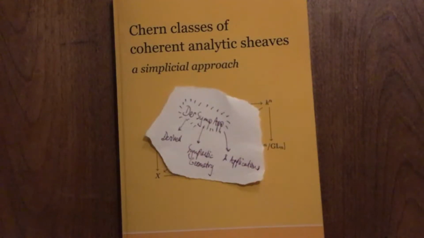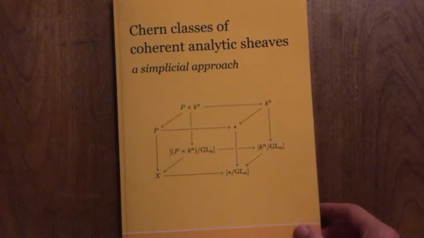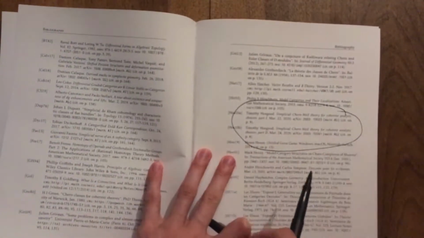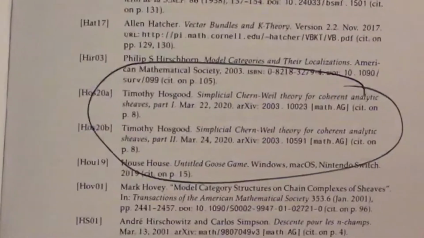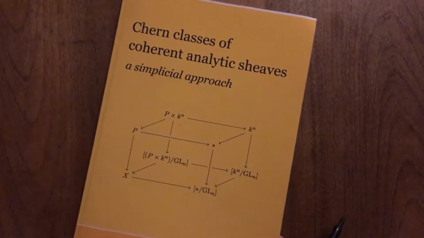This video, which is made for the Junior Mathematician Research Archive, aims to explain the work of my PhD thesis, which was split into two papers, preprints of which can be found on the archive under the titles Simplicial Chern-Weil Theory for Coherent Analytic Sheaves, Parts 1 and 2. For this video though, I'm going to be working from my thesis, just because then everything is in one place instead of two.